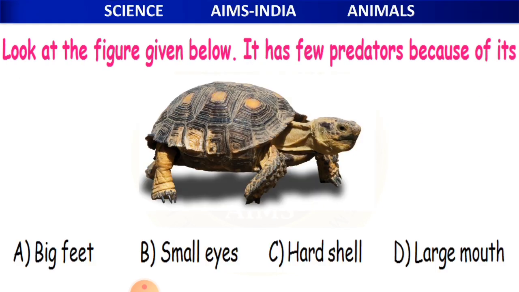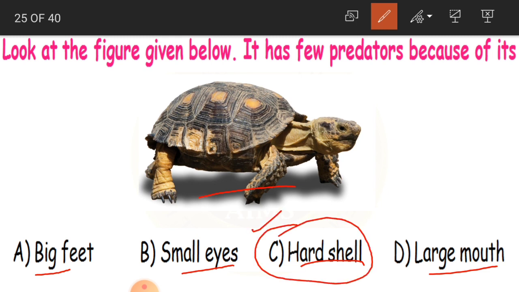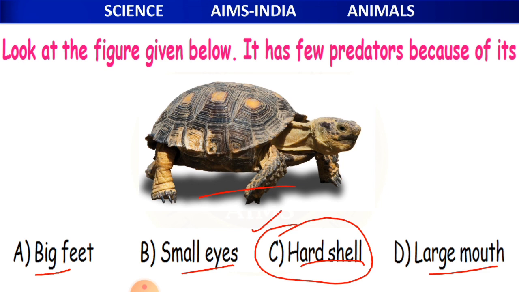Here, look at the figure given below. It has few predators because of its. So here you are having a picture of a tortoise, children. So it has few predators, in the sense very few enemies, because of its. Because the enemies or the other animals cannot attack this because of its what? Big feet, small eyes, hard shell or large mouth. Because of its hard shell. So C is the correct option. Because of this hard shell, children.